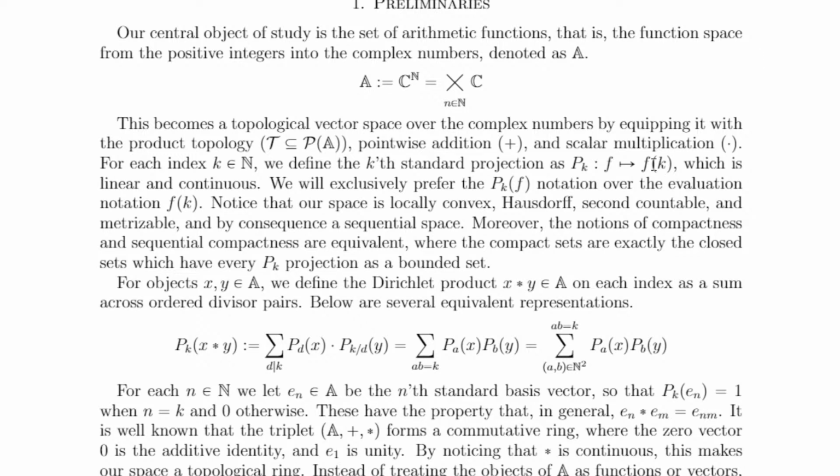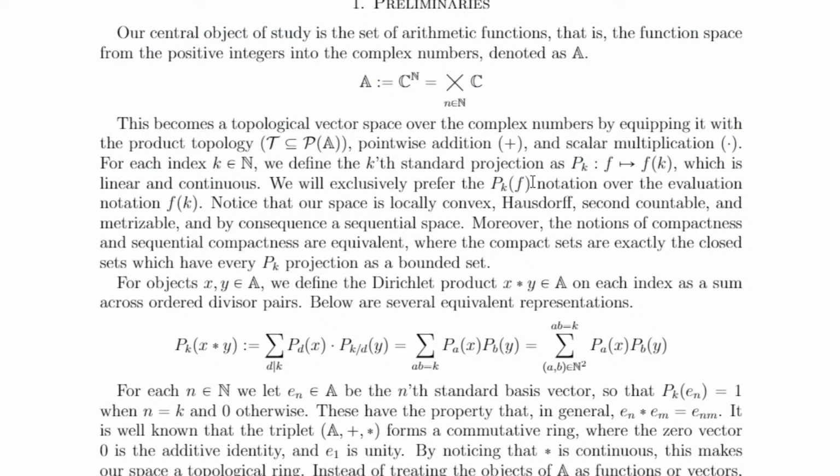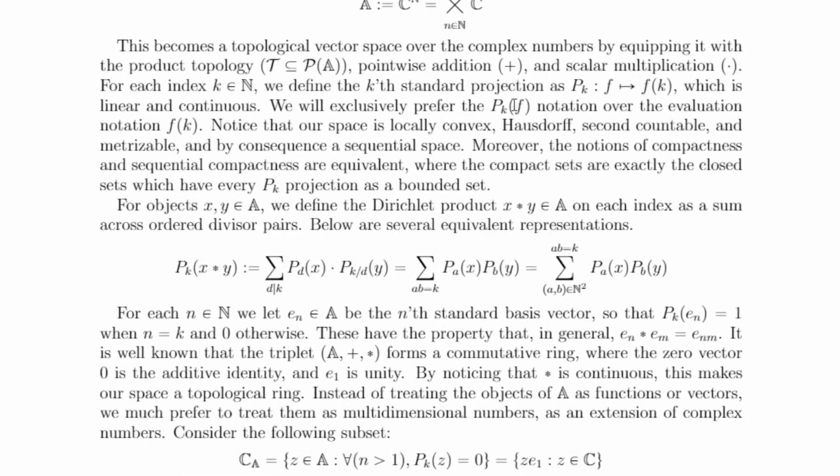Instead of treating our objects like functions, we're going to always use this projection notation. If you ever need to fall back on the function notation, you can, but usually we're just going to think of these as projections. So we have vectors like f inside of our space A, and we can project them down. For each index k in the natural numbers, we can project it down. And if we know what all of the projections are, then we know what the function is, or we know what the vector is.